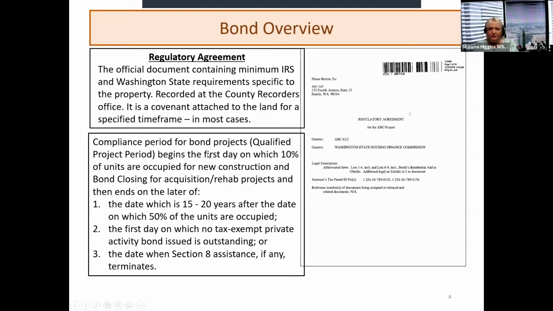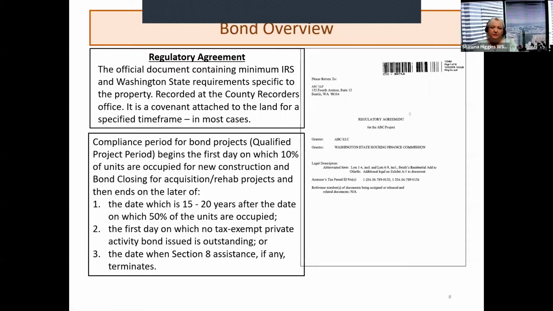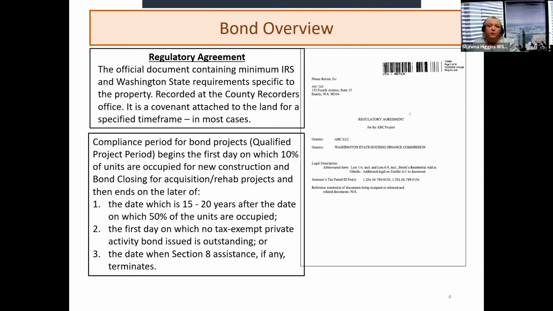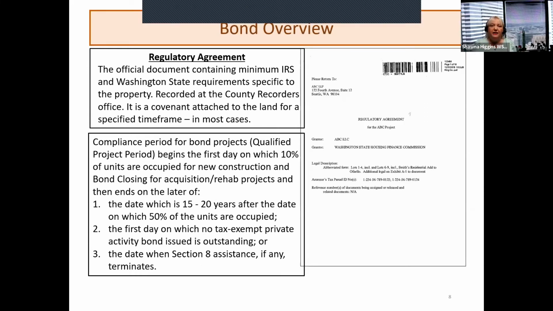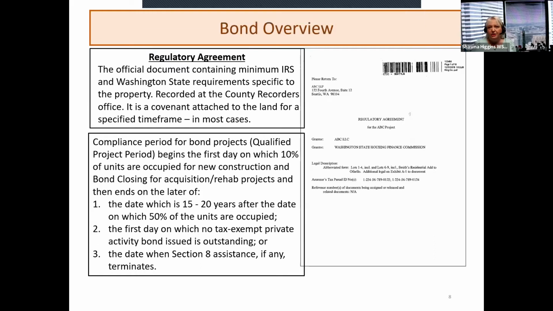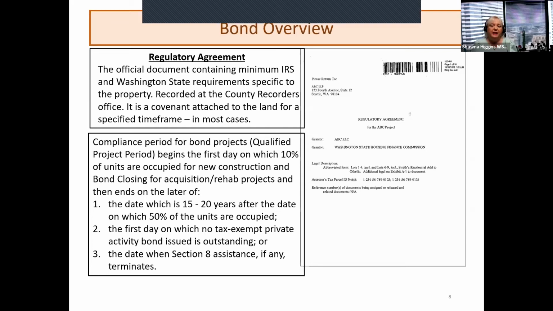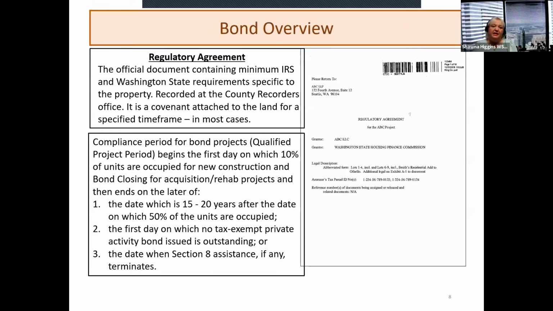And then in this regulatory agreement, you will find federal and state commitments, also the compliance period for the bond projects. This is the qualified project period. This begins on the first day on which 10% of the units are occupied for new construction, meaning that if this is a newly built property, at 10% that's going to be the first day. And then the bond closing date is going to be used for the acquisition rehab projects. And then the end is the latest of: the date which is 15 to 20 years after the date on which 50% of the units are occupied.